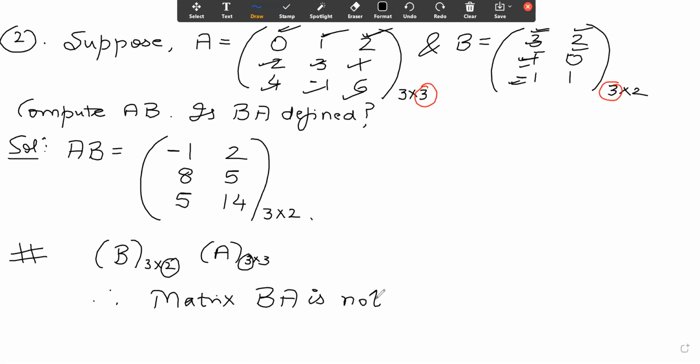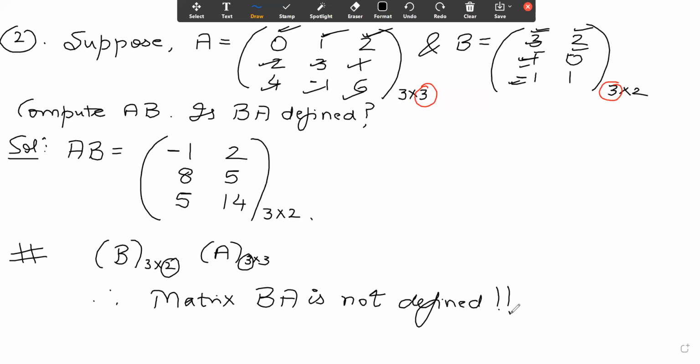Matrix BA is not defined, because for the matrix multiplication to be possible, the number of columns of the first matrix should exactly be equal to the number of rows of the second matrix. So hoping that students have understood this.